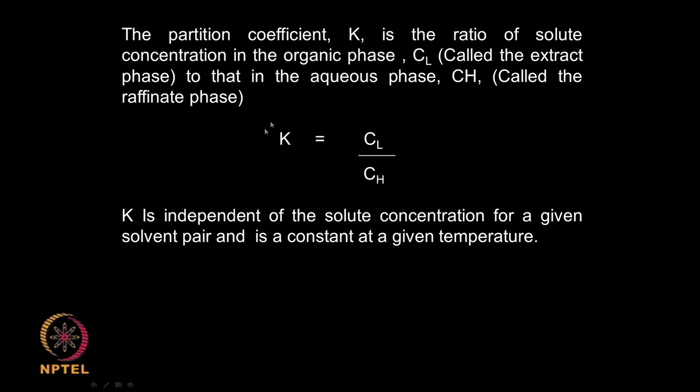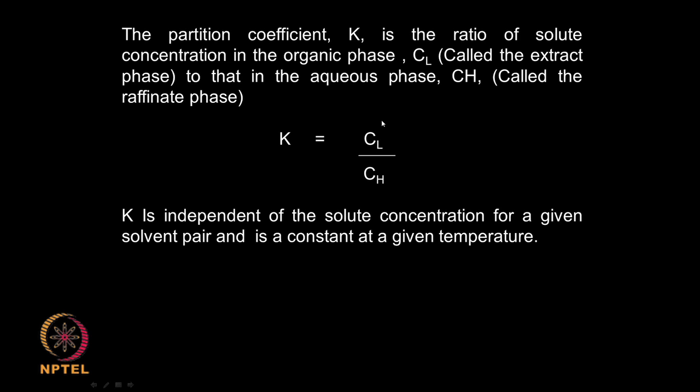So, we define K, the partition coefficient, as the ratio of the concentration of the solute in the solvent phase, that is the organic phase, or it is called the extract phase, divided by the concentration in the aqueous phase, or it is called the heavy phase or raffinate phase, and so on. So, we can give different names for that. So, this is the solvent phase, this is the extract phase, and this is the heavy phase or aqueous phase or raffinate phase. So, this concentration ratio is defined as K, and generally K should be very large.